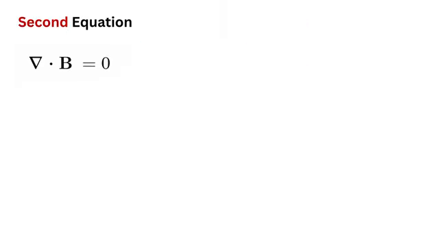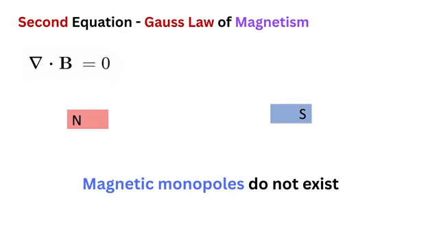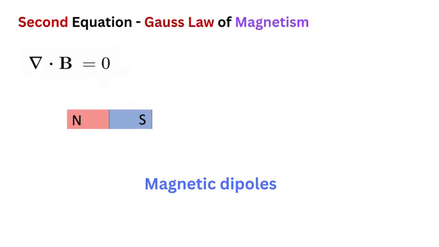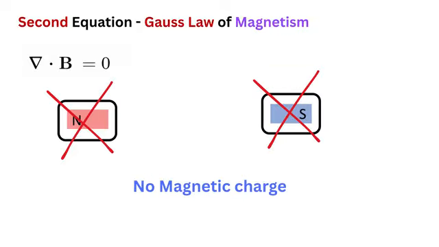That's it. Now, let us move on to our second equation, which is kind of similar to the first one, and it says that the divergence of B equals 0. This was also discovered by Gauss, and it is called Gauss's law for magnetism. This law tells us that magnetic monopoles do not exist. We cannot find isolated north poles or isolated south poles in nature. They always exist in pairs called dipoles. So even if you cut a bar magnet, each piece will again form its own north pole and south pole. So there's no such thing as a magnetic charge which creates a magnetic field.